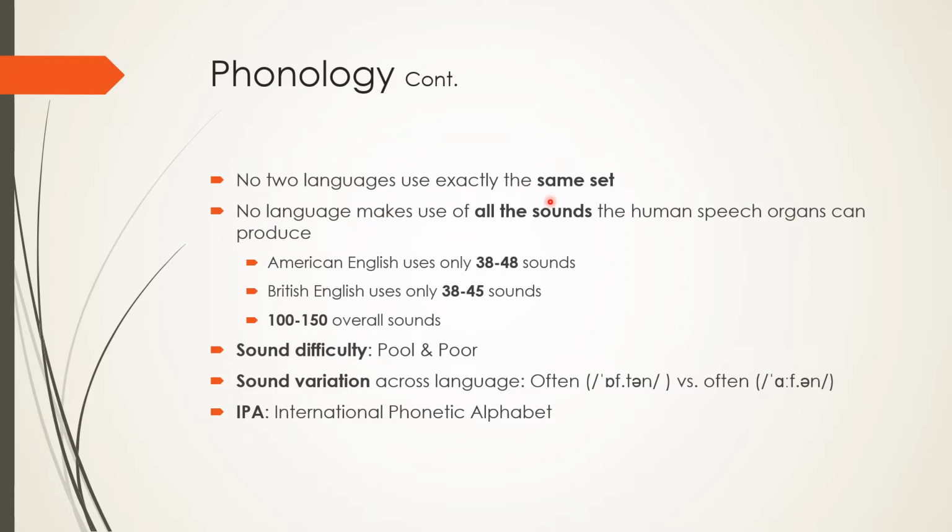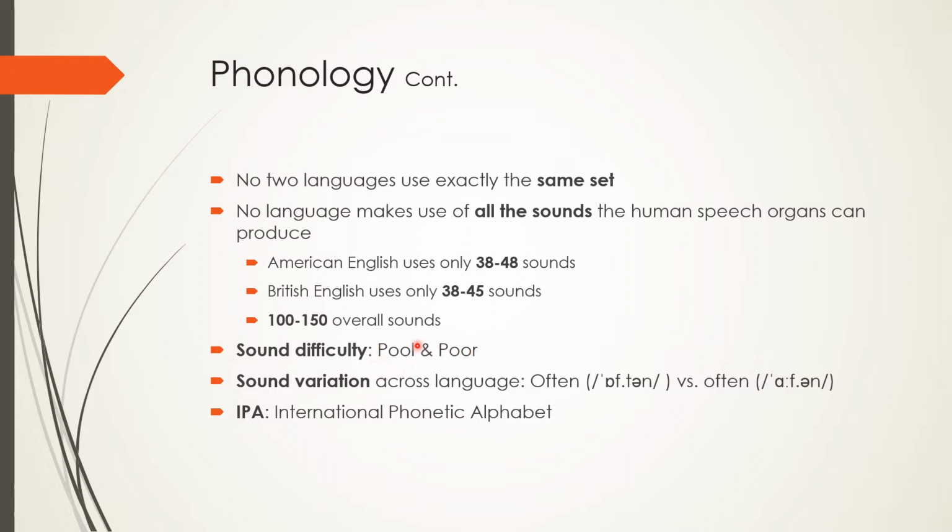Yes, 7 billion people all over the world are living at this moment, and those 7 billion people produce 100 to 150 sounds. All the sounds are produced by human speech organs, but no language uses all the sounds altogether. For example, American English uses only 38 to 48 sounds, and British English produces only 38 to 48 sounds out of these 100 to 150 sounds. That's why there will be difficulty when a language user tries to learn or use another language.